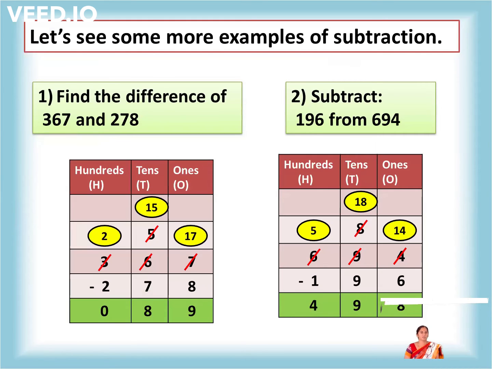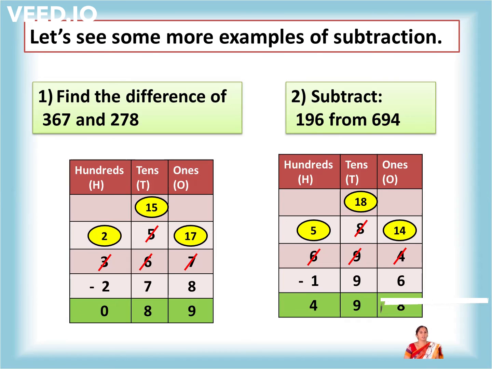The first example is: find the difference of 367 and 278. Here difference means what? The answer in subtraction, as we have learned already. In the columns, there are the hundreds place, tens place and ones place. Accordingly we put the numbers given, find the biggest number and put it as the minuend, and then put the smallest number below it, which is called the subtrahend.